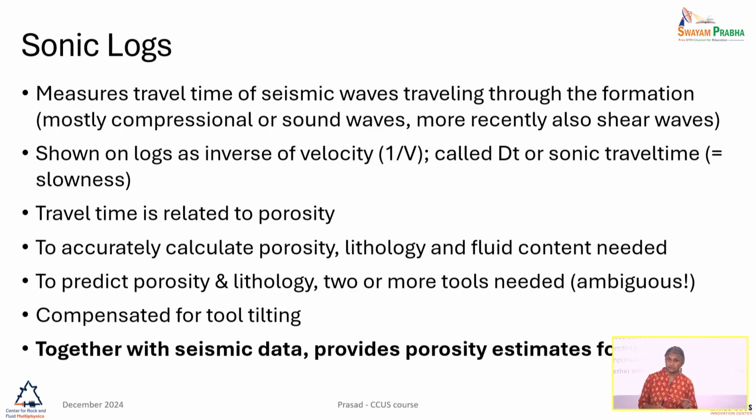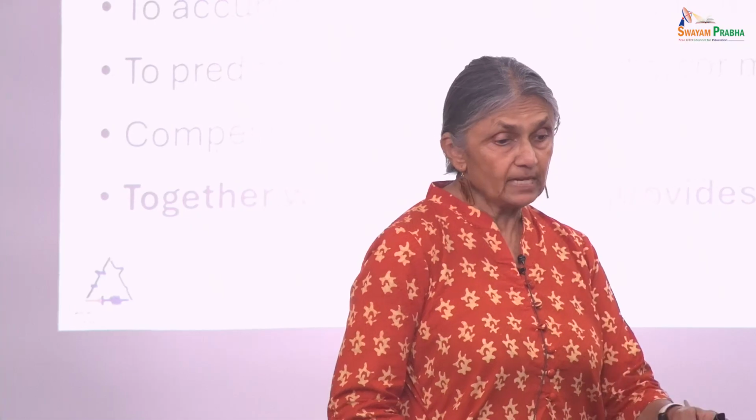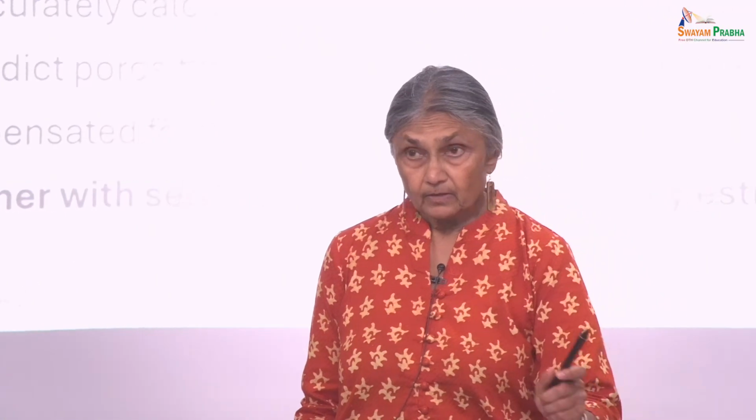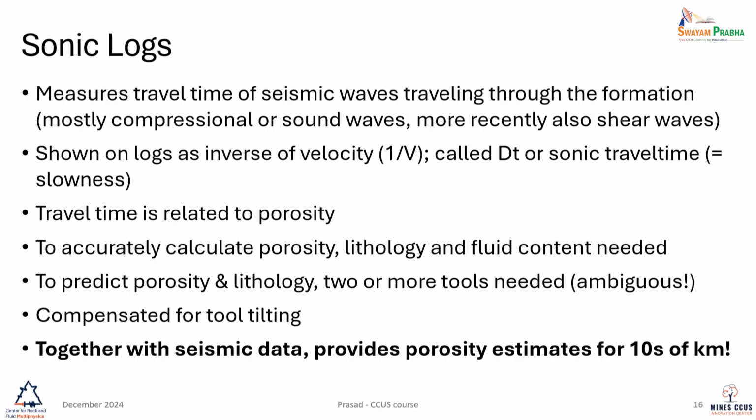If we use sonic logs, these are seismic information, these are compressional wave data. So if we're using sonic logs, we're measuring travel time of a seismic wave, usually compressional wave, P wave velocity, sound wave velocity through the formation. On the logs, it's shown as 1 over velocity for whatever reason. Well, because it has numbers that are easier to depict.